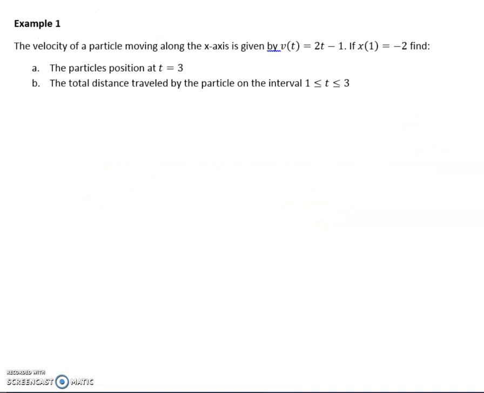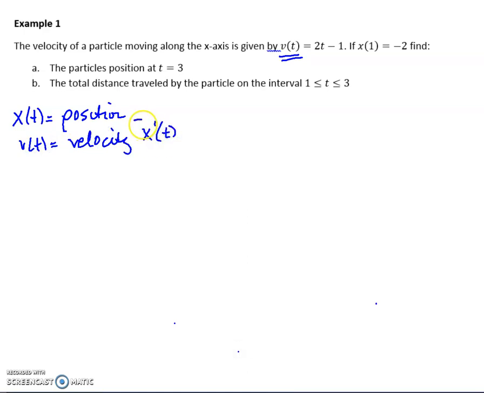Okay, so we have the velocity of a particle is given, so you know the velocity. It might be a good reminder to show you this. x of t is always the position. v of t, if you'll remember, is velocity, which is the derivative of position. And acceleration is the derivative of the velocity, or you could think of it as the second derivative of the position.